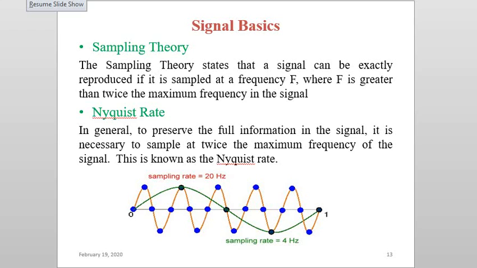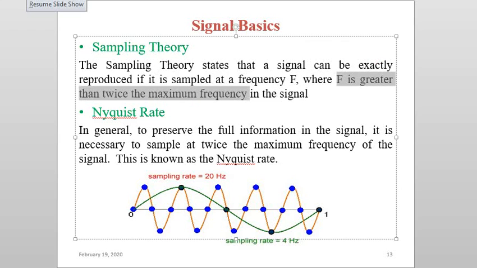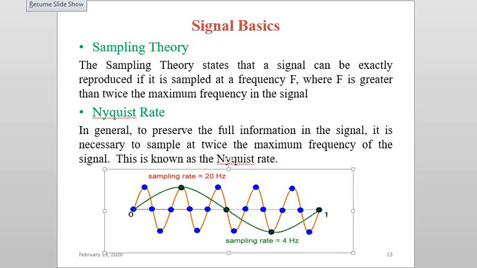So if we need to sample that based on the sampling theorem, we need a frequency f where f is greater than twice the maximum frequency. Here the maximum frequency is 5, so for the sampling condition we need to apply a frequency of 10, which is twice the maximum frequency.